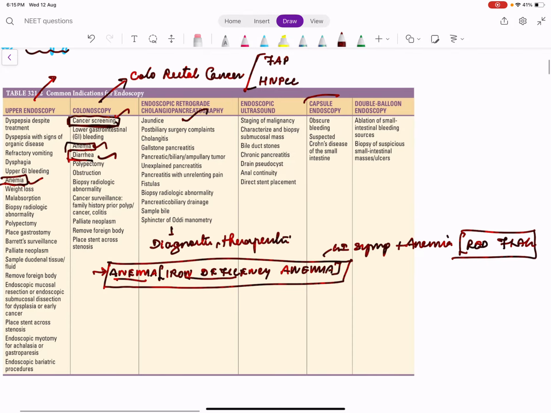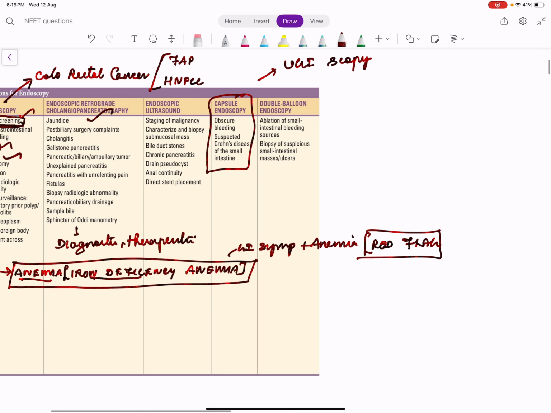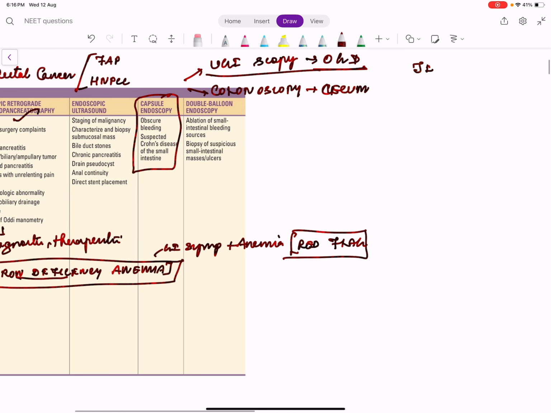What is capsule endoscopy? The upper GI scopy or OGD scopy, as the name suggests, is esophago-gastro-duodenoscopy. UGI scopy covers only up to the duodenum. Colonoscopy visualizes the rectum, sigmoid colon, descending colon, transverse colon, and even up to the cecum. But what is left off? Jejunum and ileum are left off.